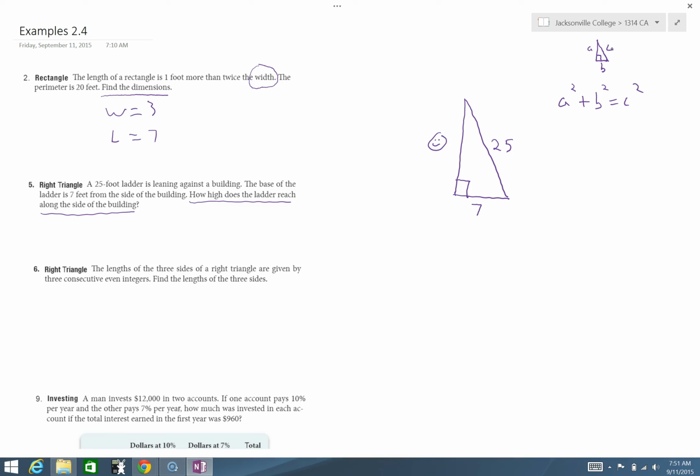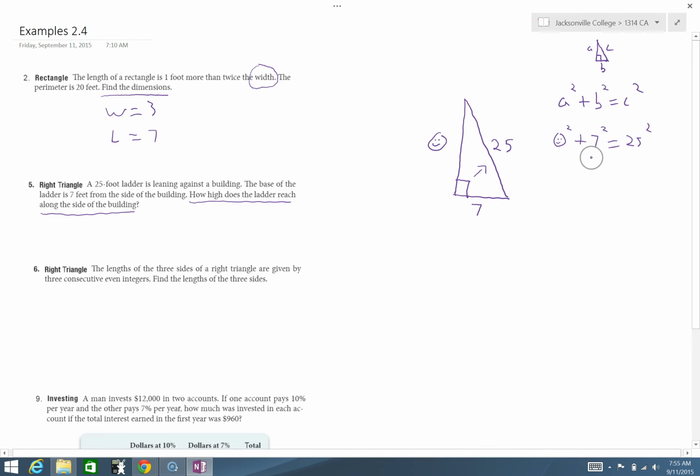Well, now I'm ready to fill in my a, b, and c. 7 and smiley face, they are a and b. They are the legs. See how they form an L? L for leg. So I'm going to let smiley face be my A. So this becomes smiley face squared, plus 7 becomes my B, 7 squared. The hypotenuse, the side across from the right angle, that's my C.